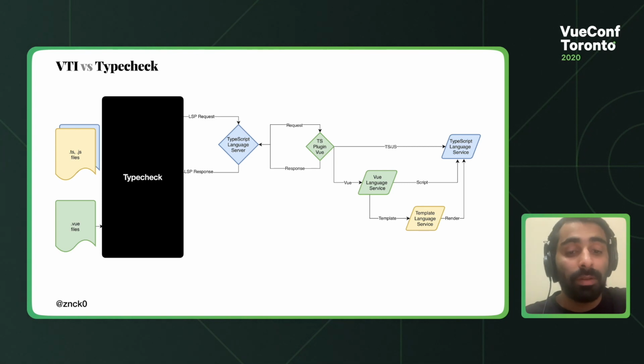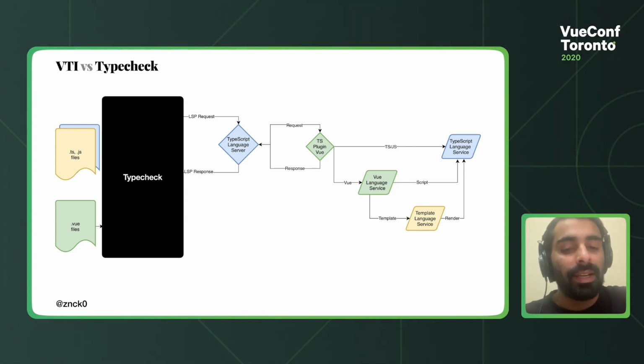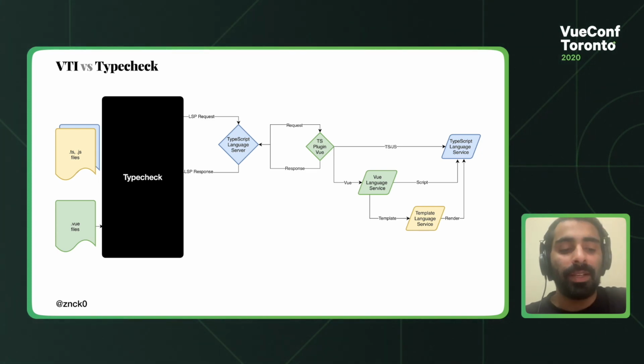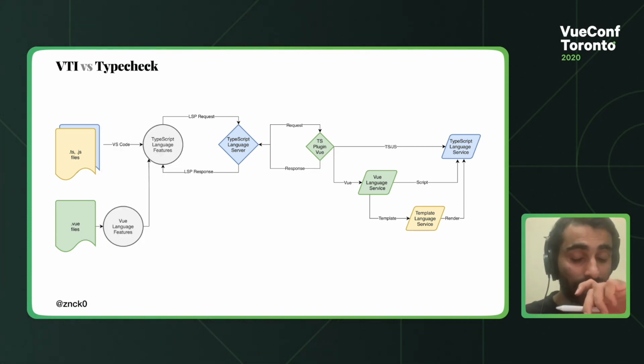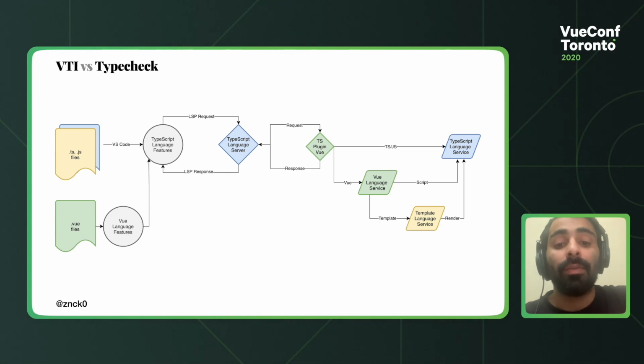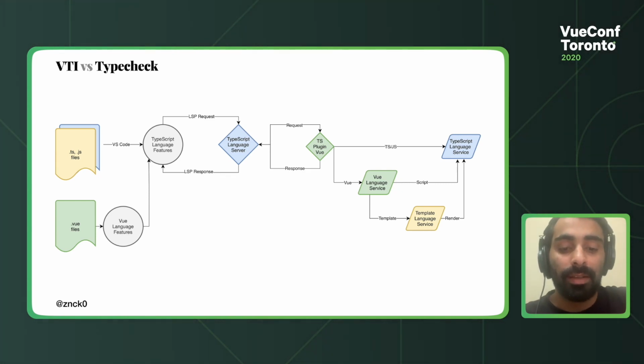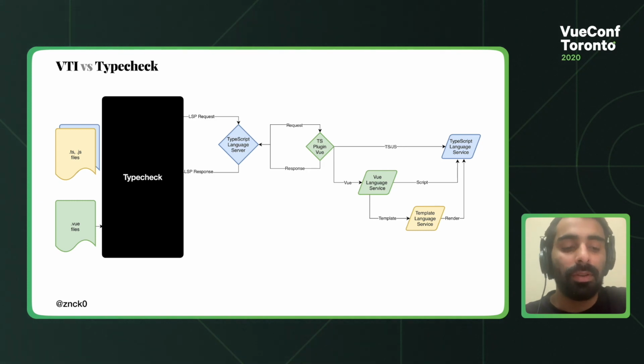So in this case, VTI and type check can potentially provide the same experience, because when we are writing extensions, VS Code controls what kind of files each extension can see. But in the terminal, we can send all kinds of files, and potentially both solutions can be on par now.